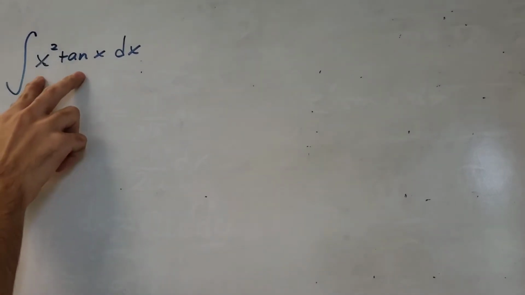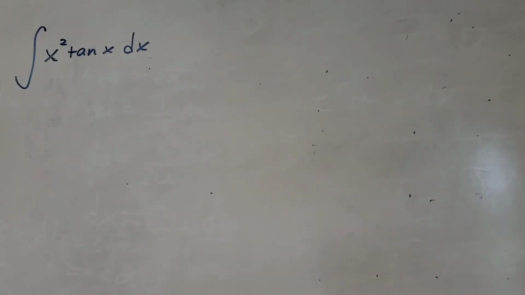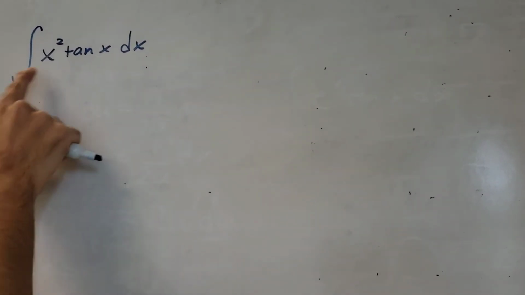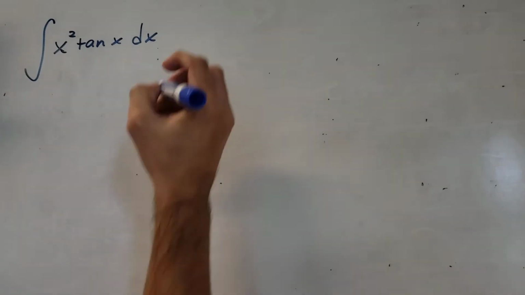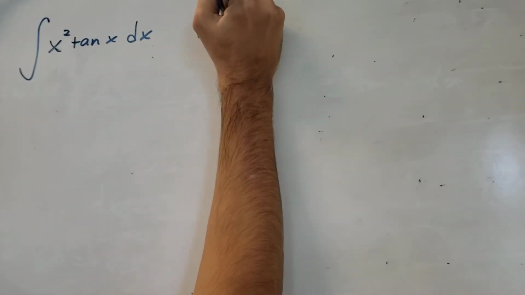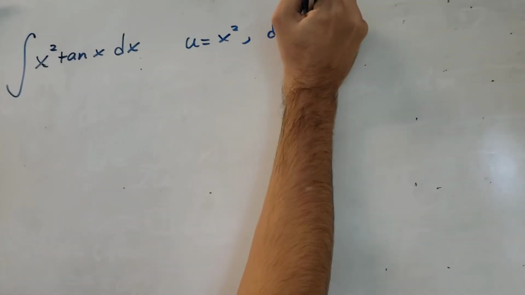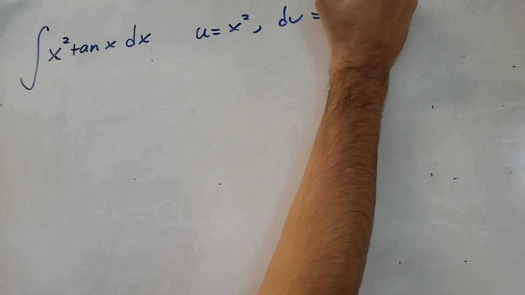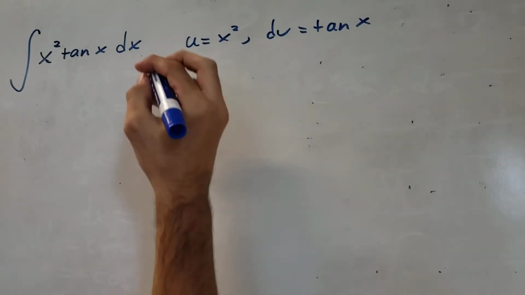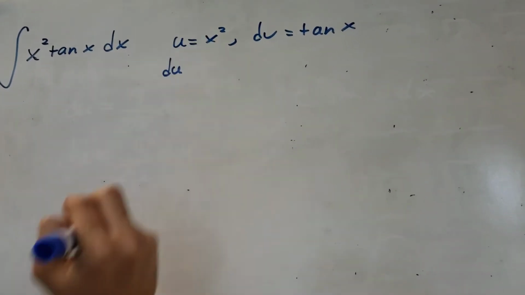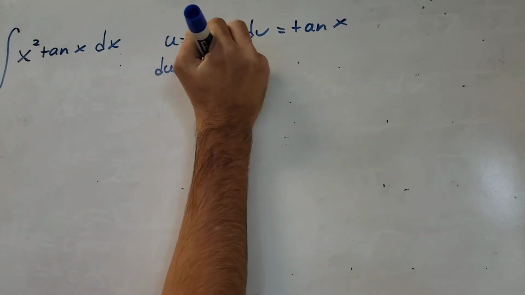We obviously have two functions that we can call u and dv. Usually when you do these problems, you want to pick a polynomial like x squared to be the u. In this case, that's what we're going to do. So our u is going to be x squared, and of course that means that our dv is going to be our tangent x. So du is going to be, well, the derivative of that is just 2x.